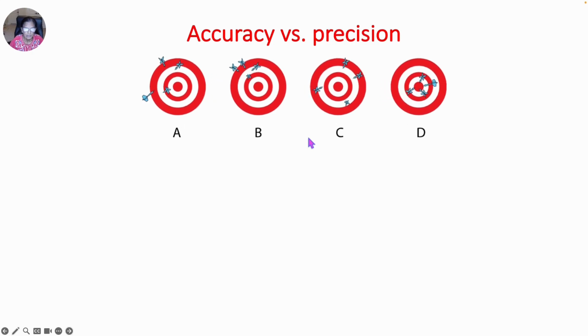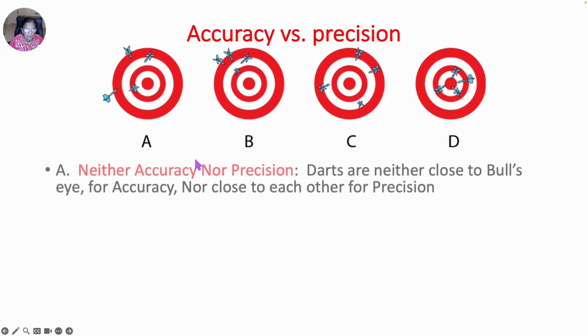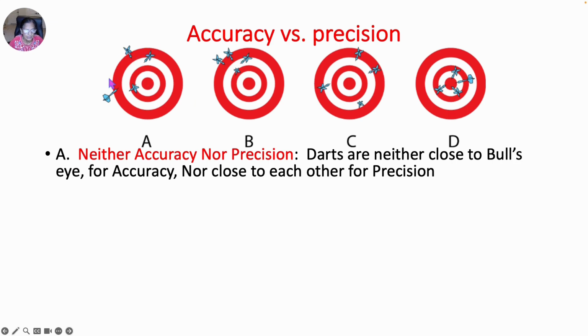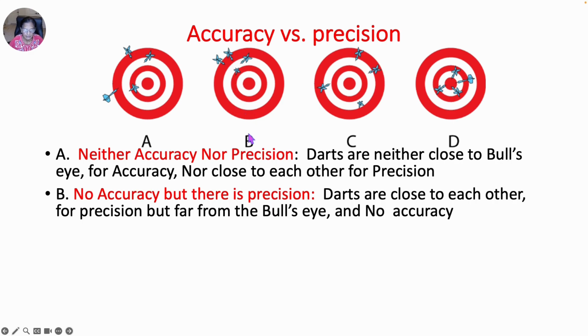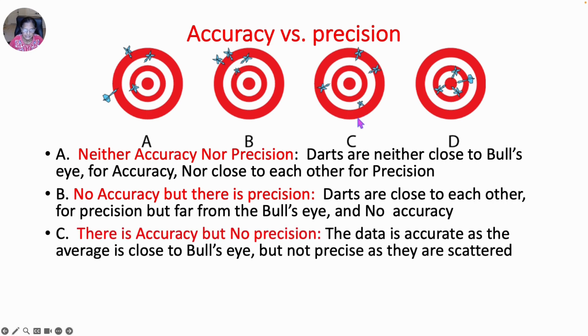There are 4 wheels. In the first wheel, all 4 measurements are far away from each other. They are not precise and they are also not accurate because they are far away from the true value. True value is the center of the bullseye. Let's take the second wheel, B wheel. In B, all the measurements are very close to each other. They are precise, but they are far away from the true value, so they are not accurate. Let's take wheel C. In wheel C, the measurements are all dispersed. They are all scattered.